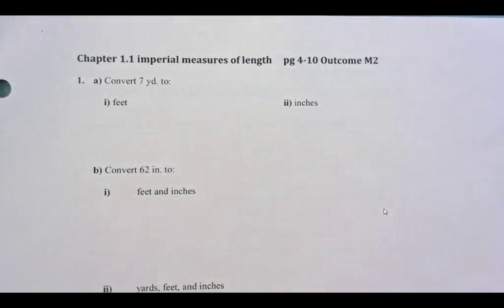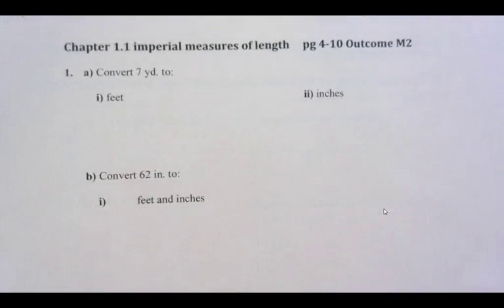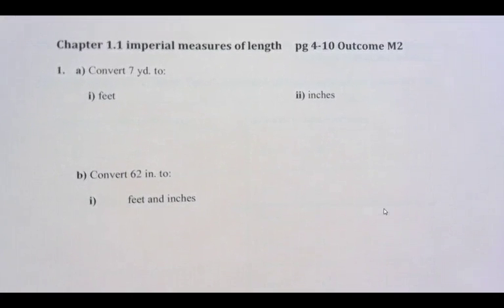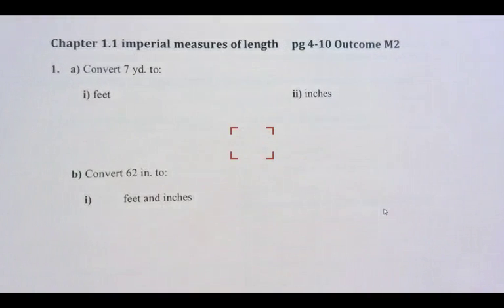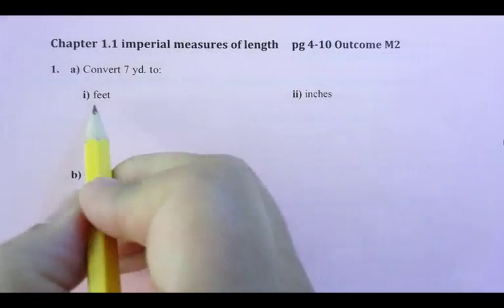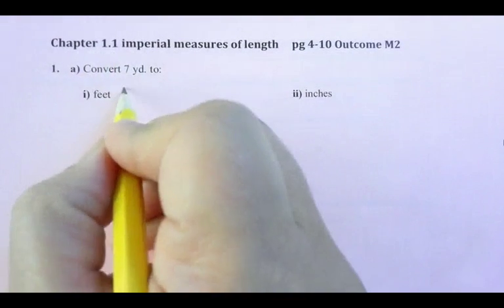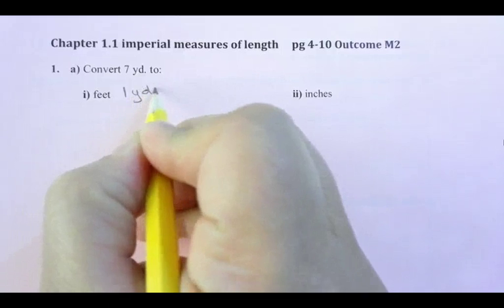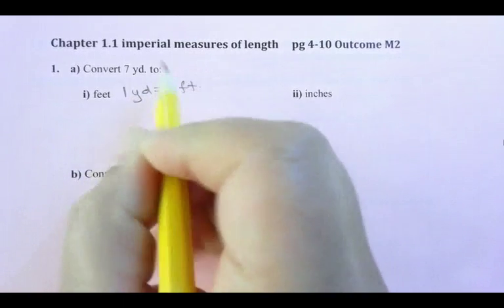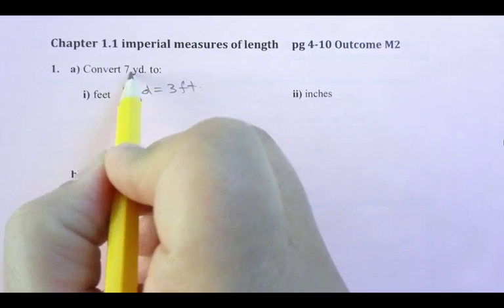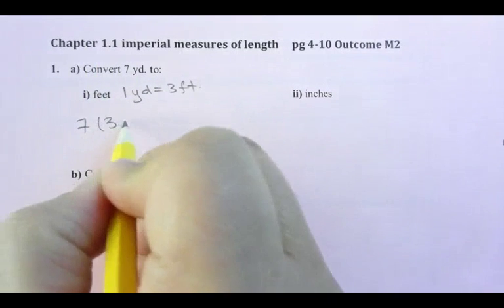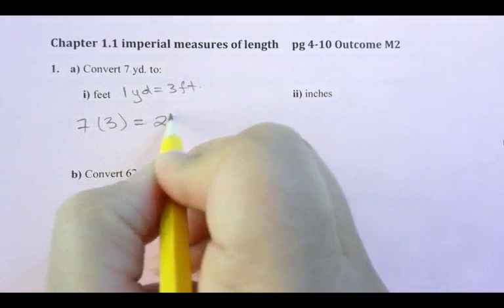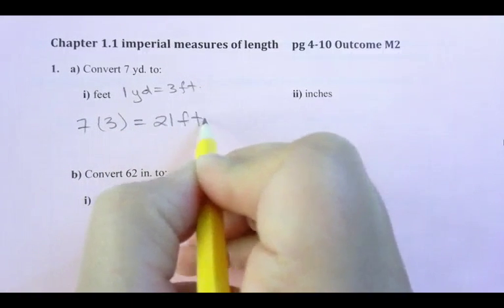It says convert 7 yards to feet. So first we're going to convert it to feet, and then we're going to convert it to inches. So let me just figure that out. Okay, so we're going to use the conversion 1 yard is equal to 3 feet. So if I have 7 yards, how do I figure out how many feet there are? Multiply it by 3, and we get 21 feet.